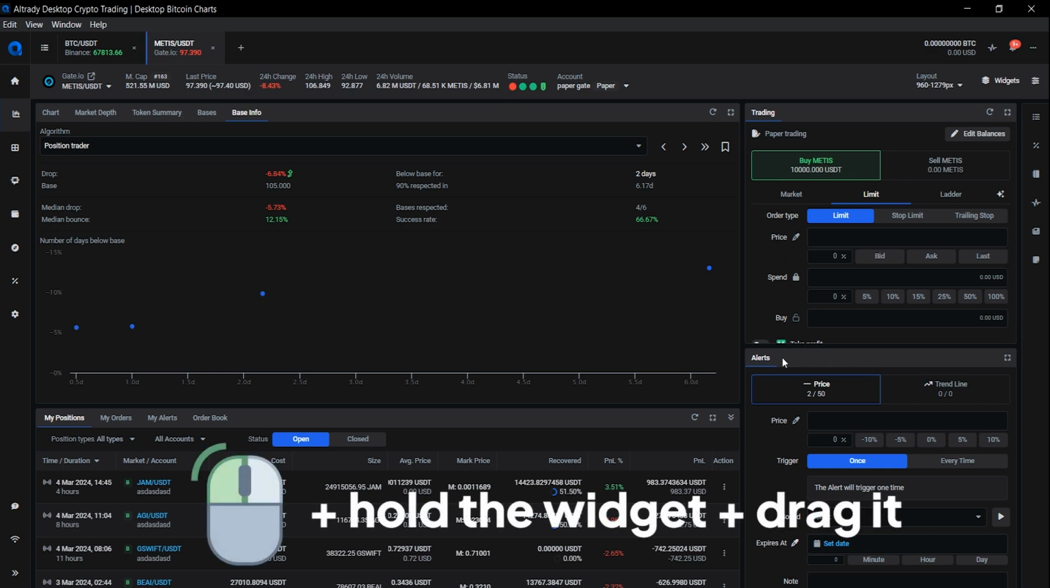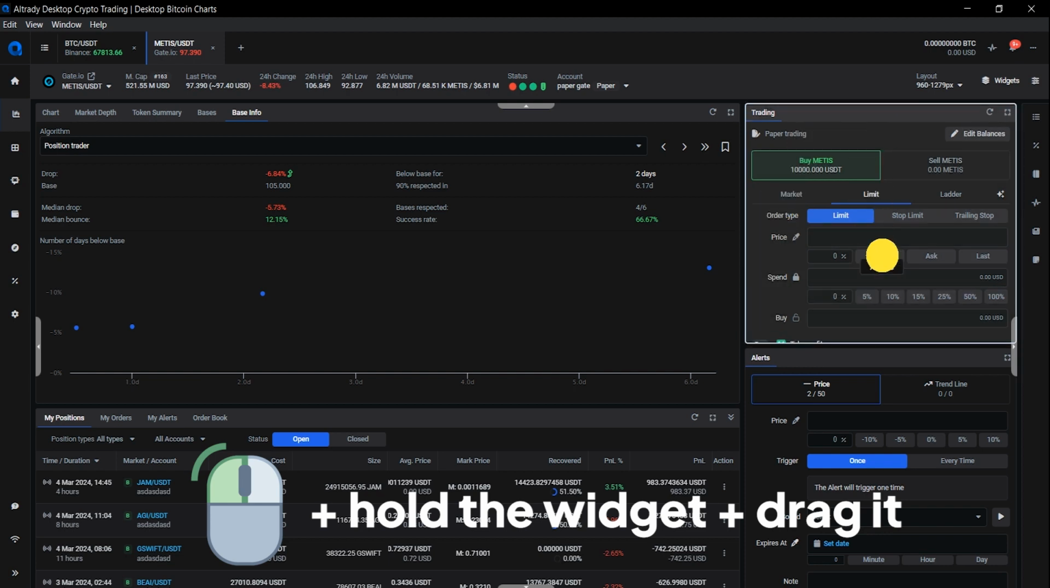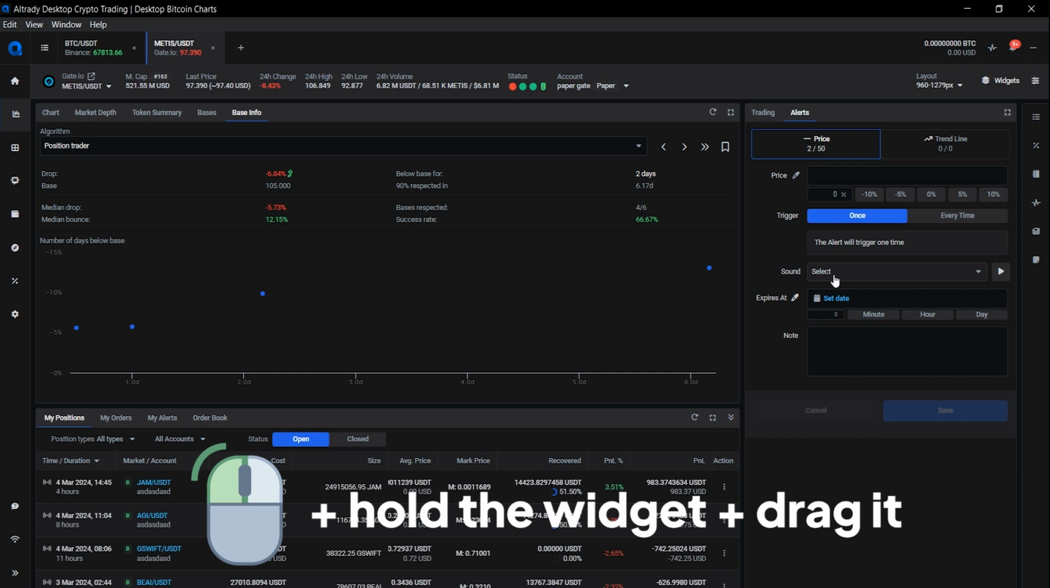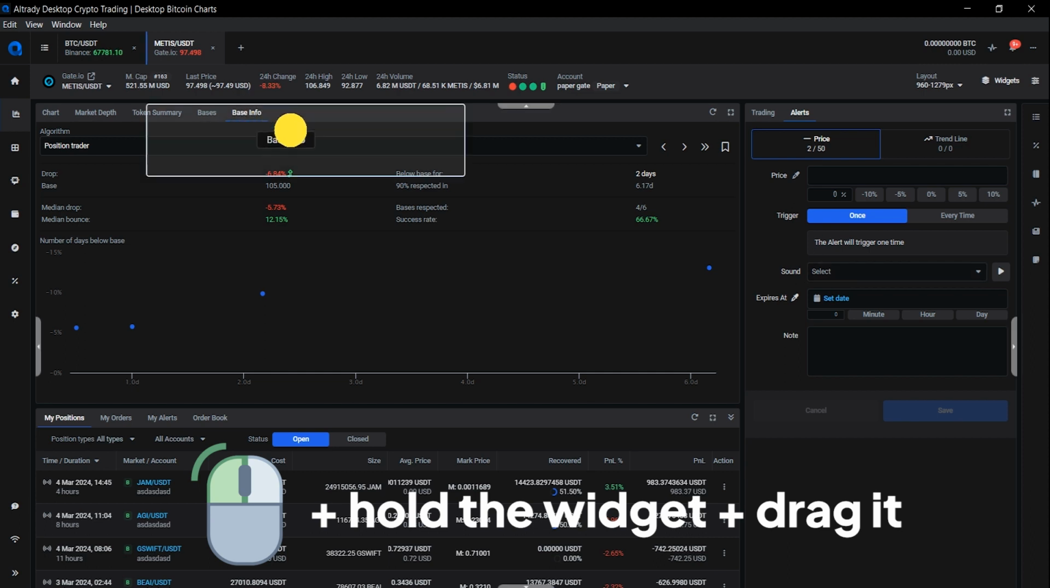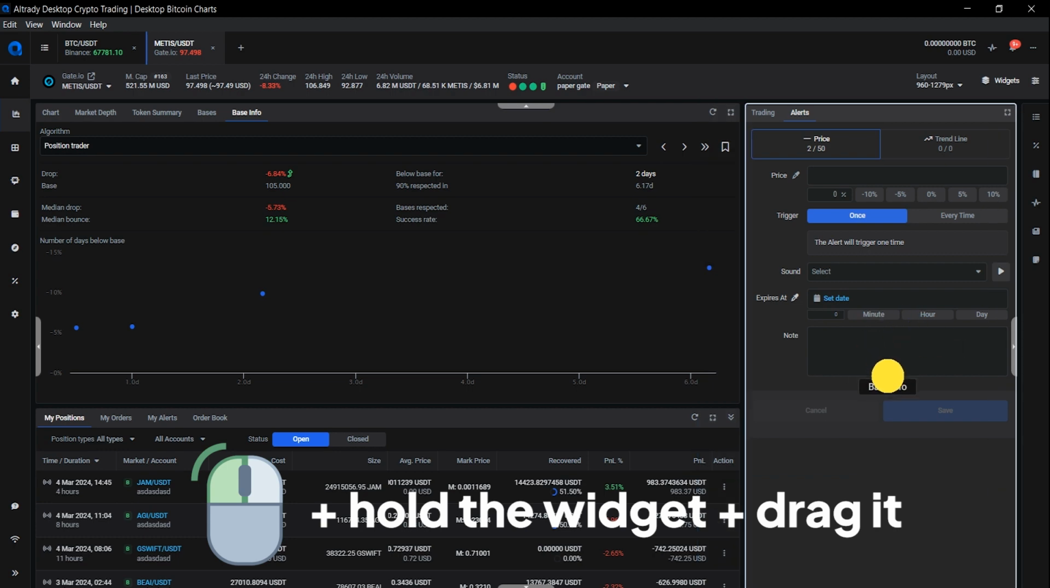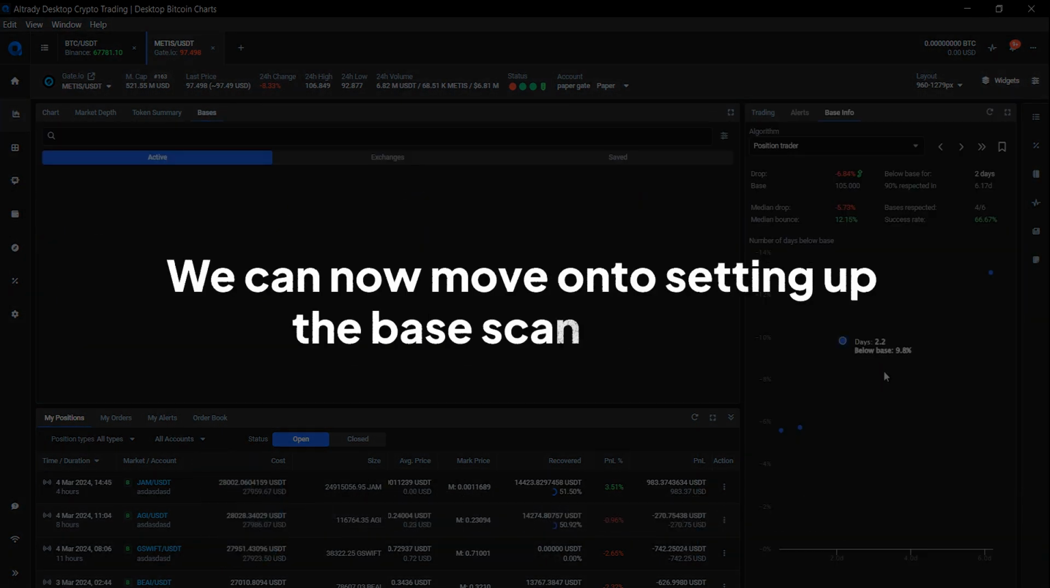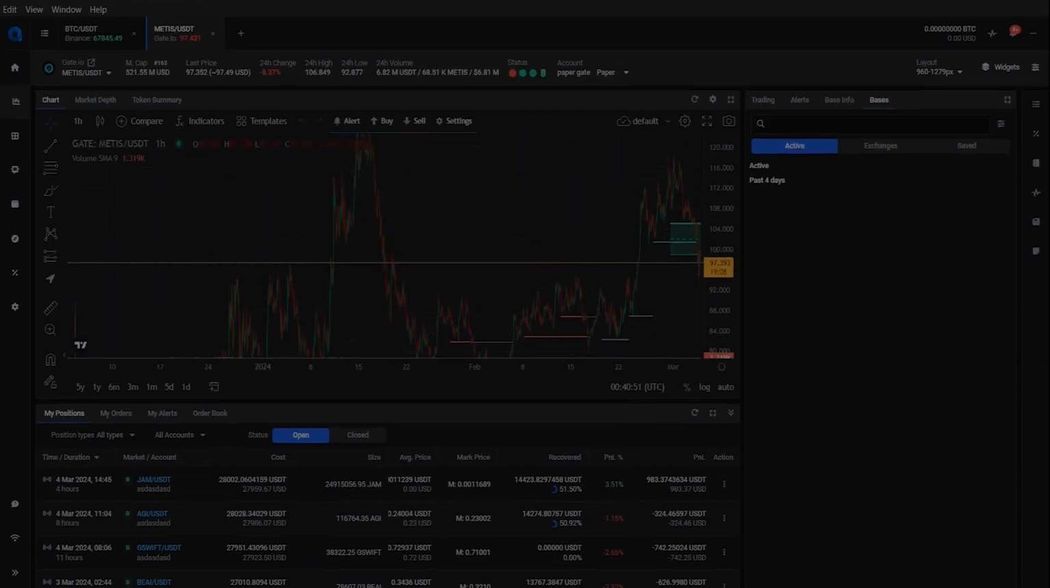If you want to move a widget to a location for easier use, you can left-click and hold the widget titles and drag them to the center of any widget you want to combine them with. We can now move on to setting up the base scanner rules.